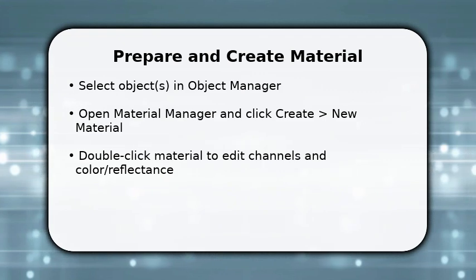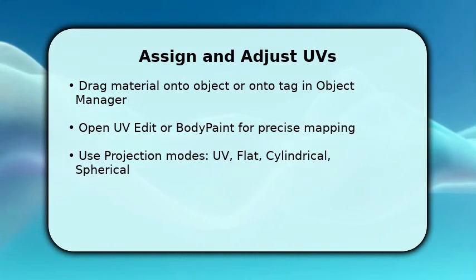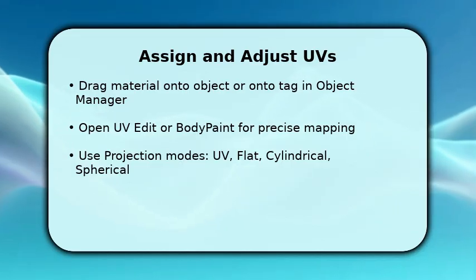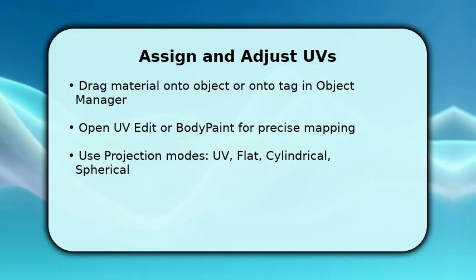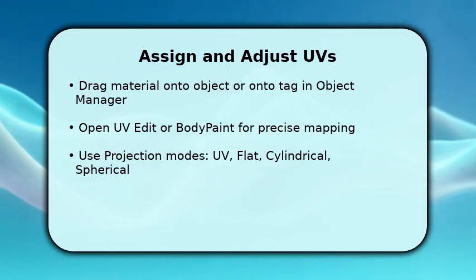Drag the material directly onto the object or onto the object's texture tag in the Object Manager to assign it. If stretching appears, open UV Edit or Body Paint to unwrap or tweak UV islands for correct placement.